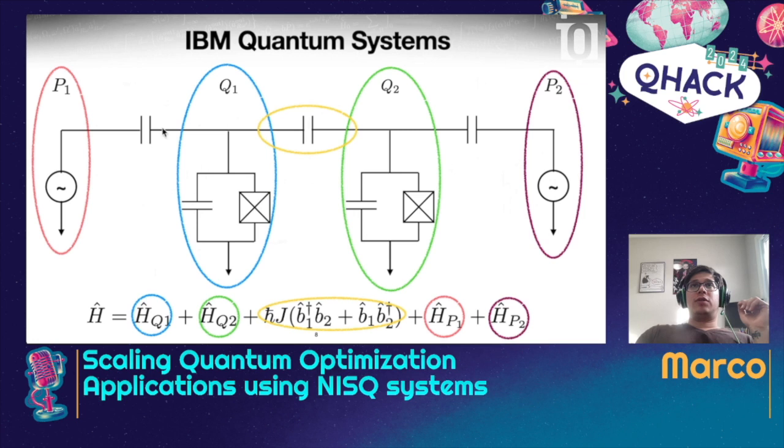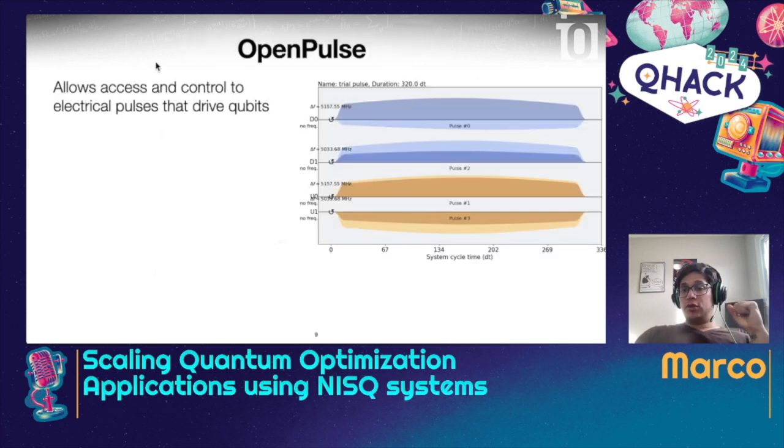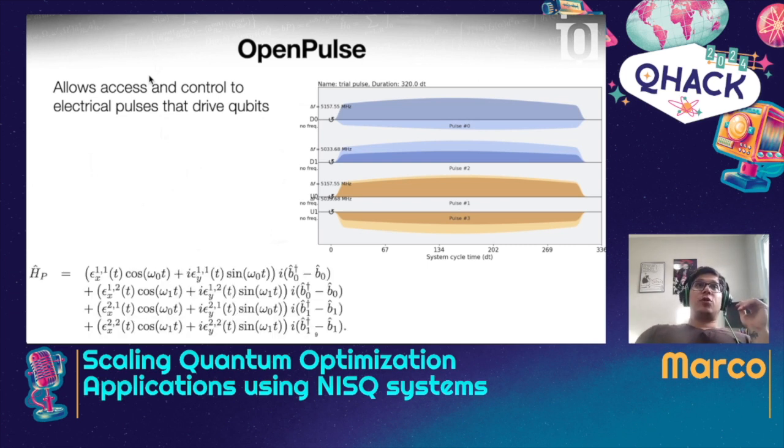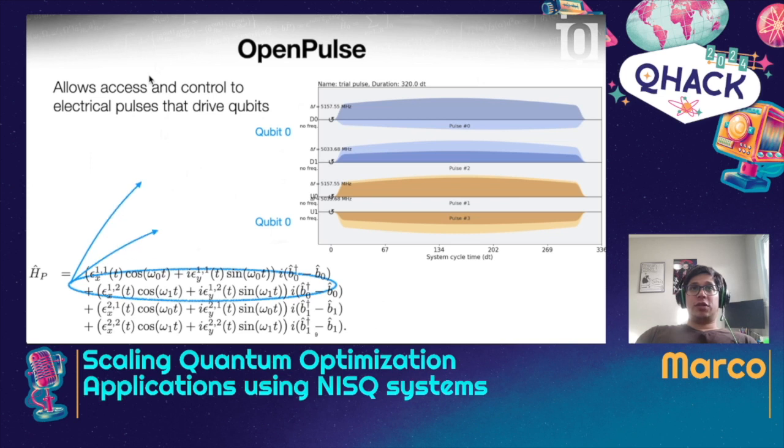Now, why do we care about this? Because we would like to do pulse optimization. Pulse optimization means you're going to take a pulse and reshape it so that it gives you the right output that you want. And the way that you measure if you have the output that you want is by using the Hamiltonian of the system. So in OpenPulse from Qiskit, you can play around with pulses and send custom pulses. And so the equations look kind of like this.